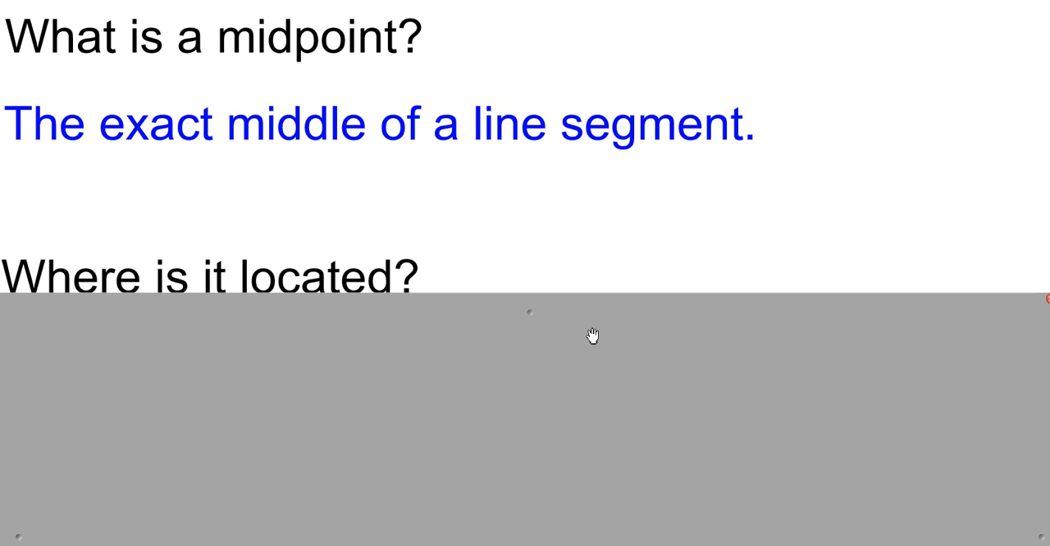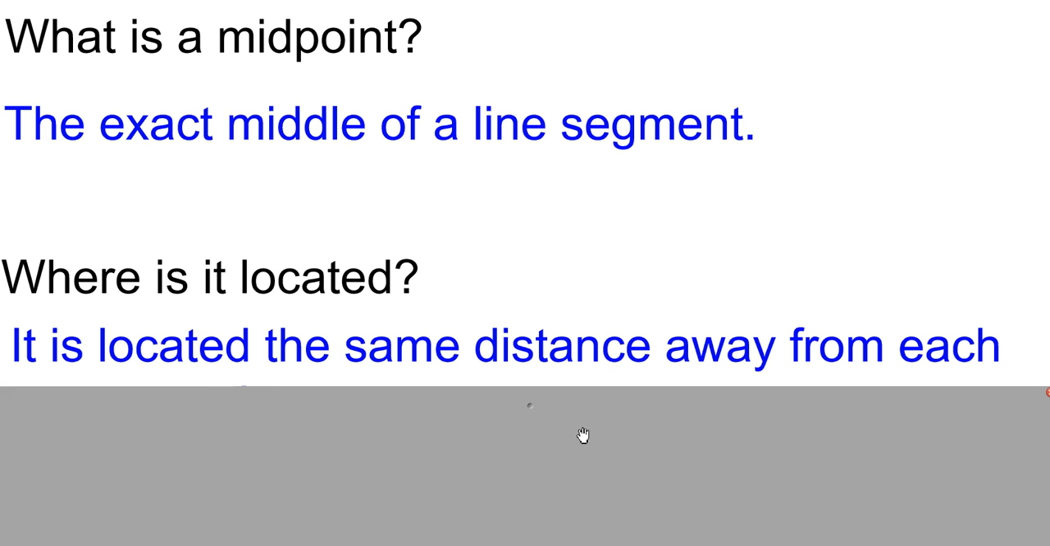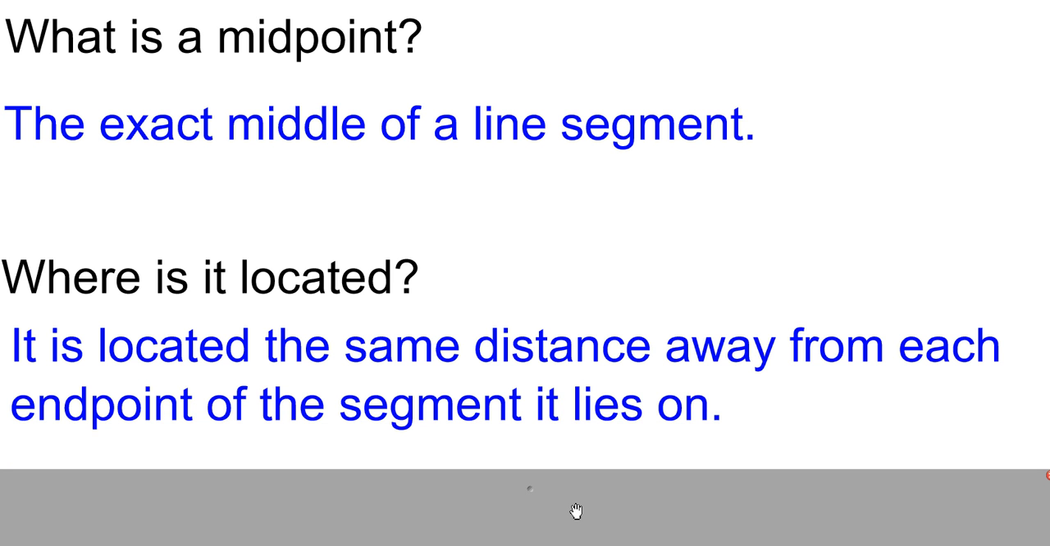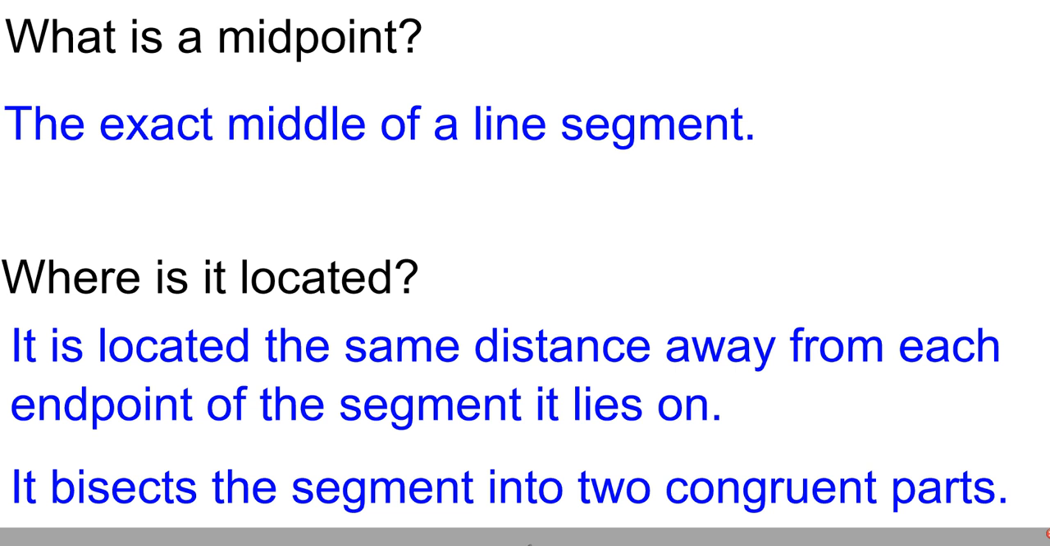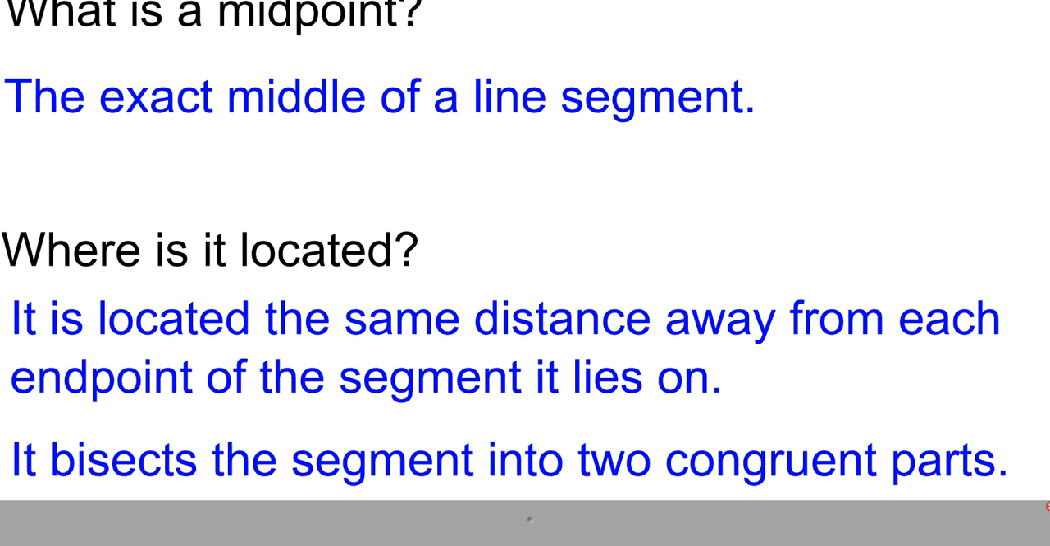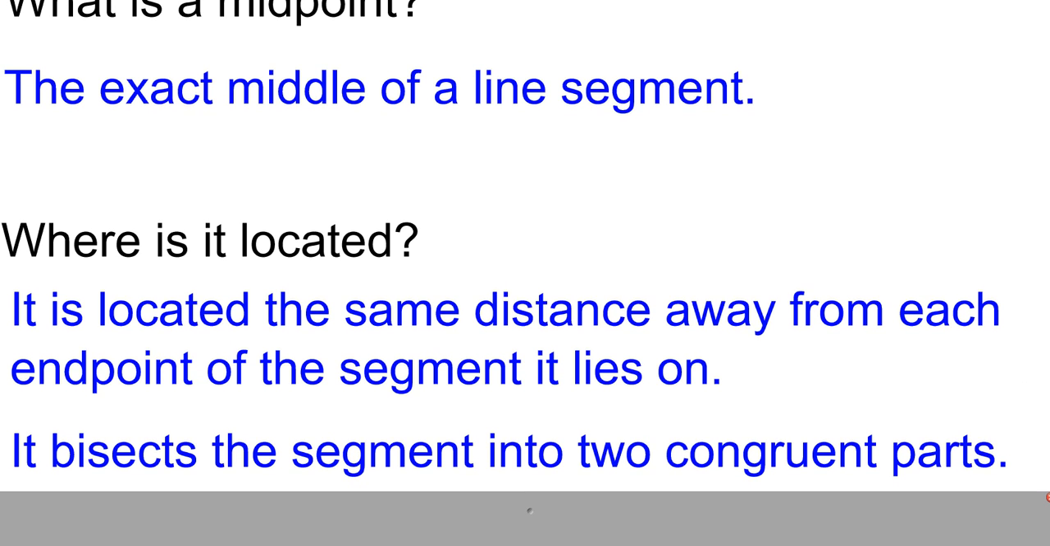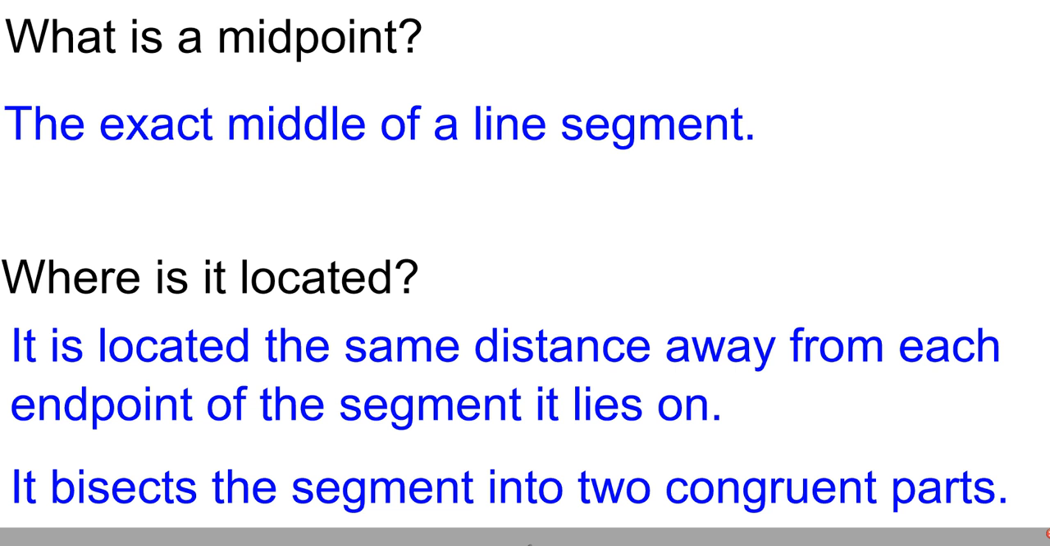So how can we know where it's located? The same distance away from each endpoint on the segment that it lies on. So if it's halfway between, that means it's bisecting the segment into two congruent parts. So from one endpoint to the midpoint, that would be the same as the other endpoint to the midpoint in length.